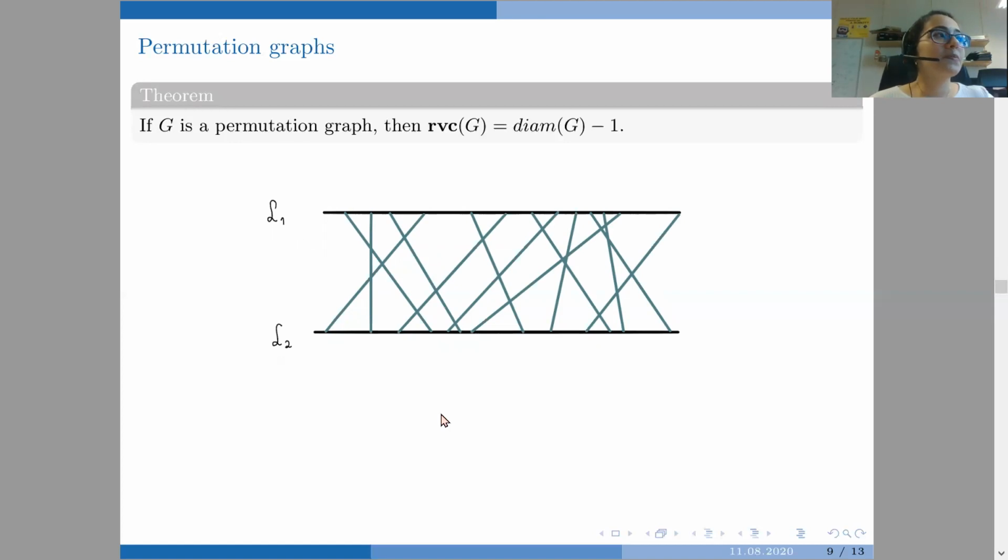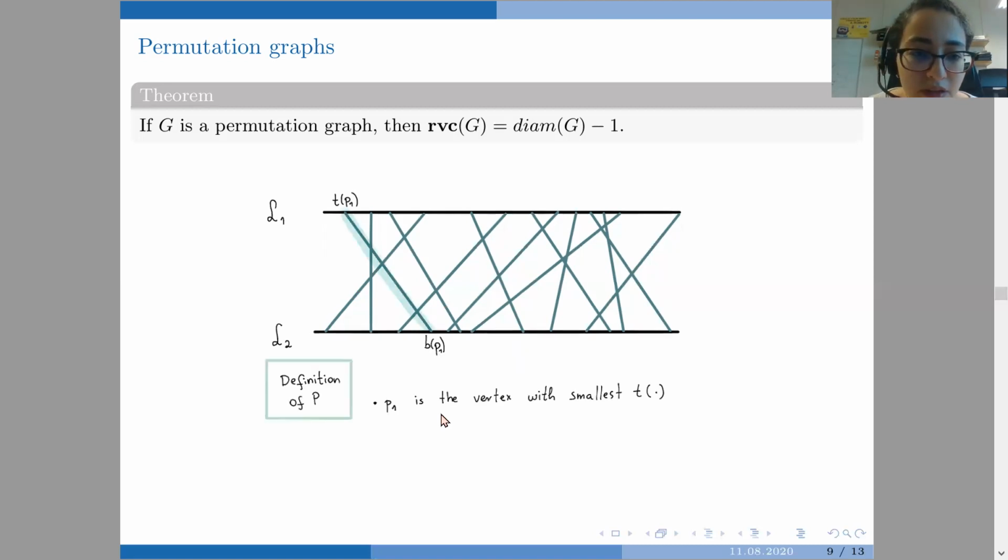The key to solve this problem is actually, instead of using one dominating path in this graph, to use two of them at the same time. And we will define which two according to the intersection model of the graph. So we start with this vertex P1 to define the first path, which we will call P. And this is the vertex that has the smallest top. So we can compare which point is smaller and which is larger according to whether a point is to the left of the other or to the right of the other.